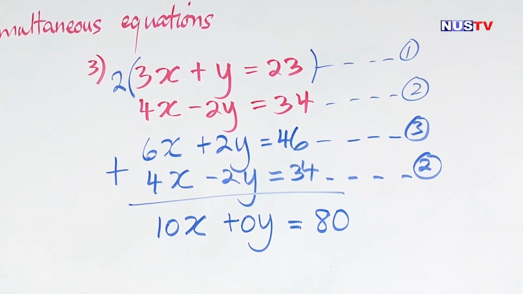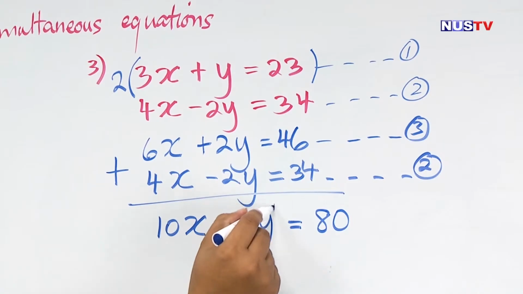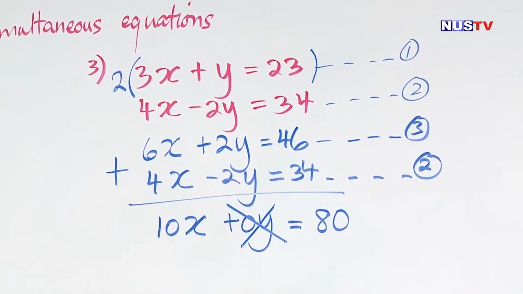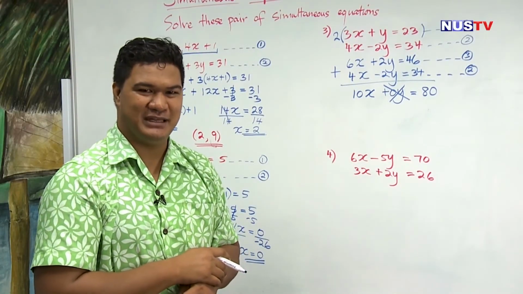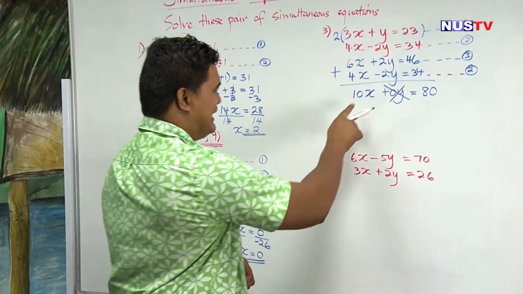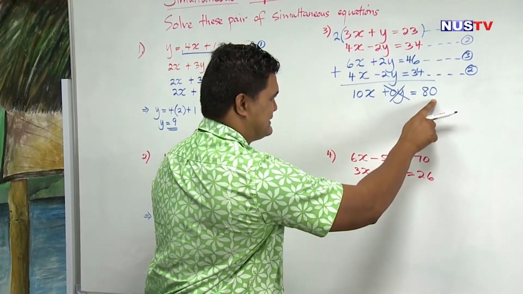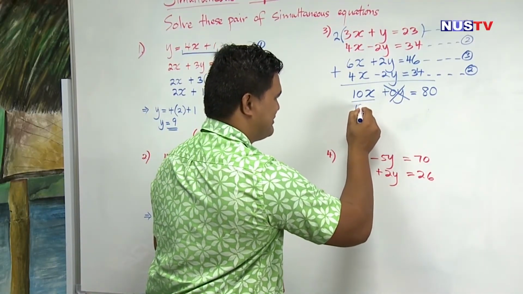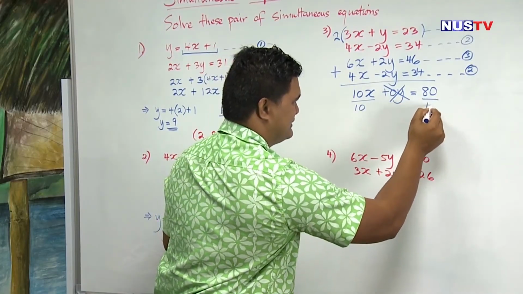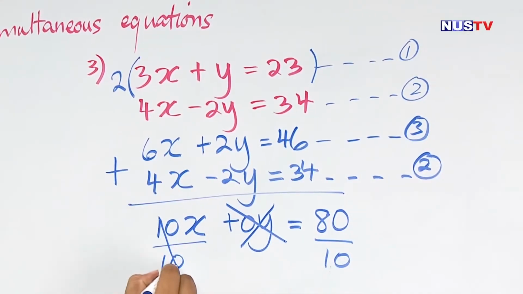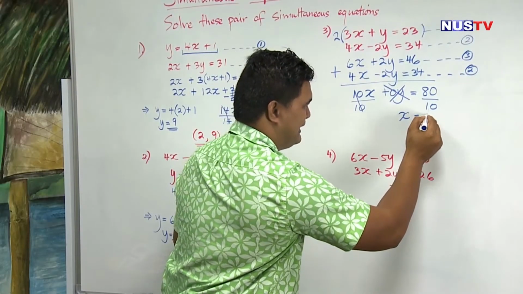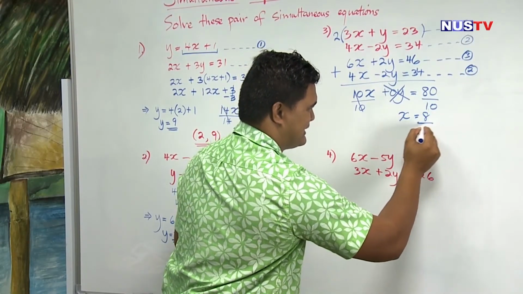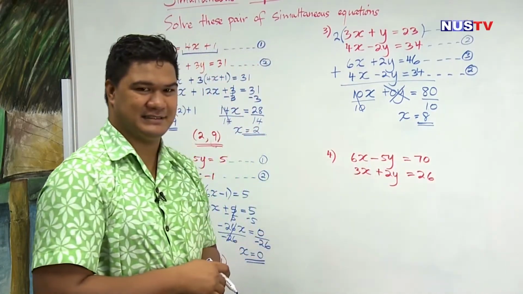So as you may see, that 0y is now eliminated, which is the main purpose of this method, to eliminate one of the variables. So now we have 10x is equal to 80. Dividing both sides by 10, our x here will be equal to 80 divided by 10. The answer will be 8.